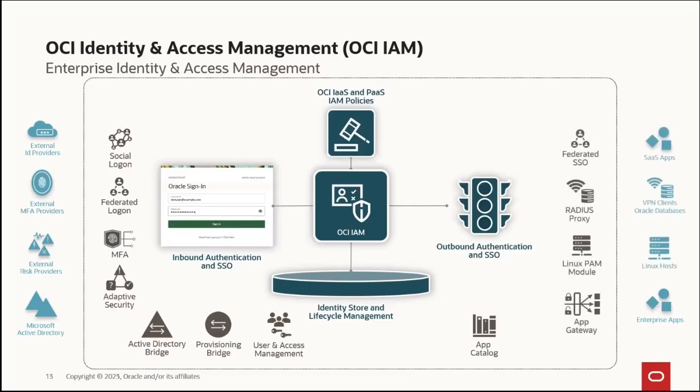Then we will talk about outbound authentication. So after we know who the user is and what permissions they have, this is how we enable single sign-on to the target application. So we have app gateway here that can be leveraged. And lastly, we also have policies at the top. So this is what we are going to go through more in detail in coming slides.